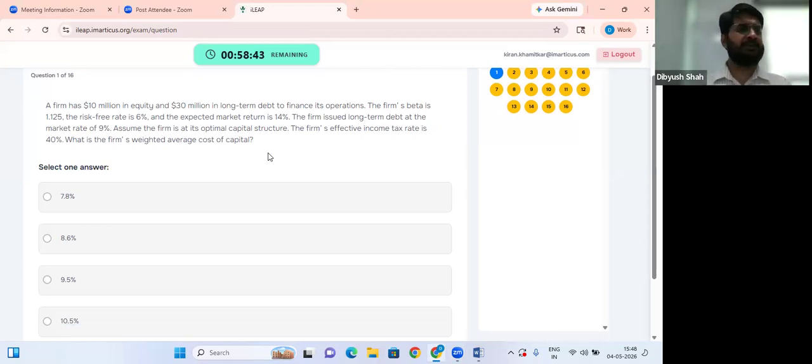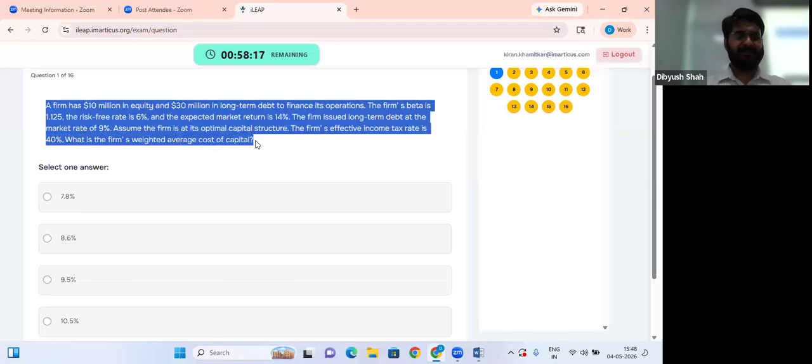A firm has $10 million in equity and $30 million in long-term debt to finance its operation. So there is a company, they have 10 million in equity and 30 million in debt to finance its operations. Firm's beta is 1.125 and risk-free rate is 6% and the expected market return is 14%. The firm issued long-term debt at the market rate of 9%. This is your cost of debt, 9%.